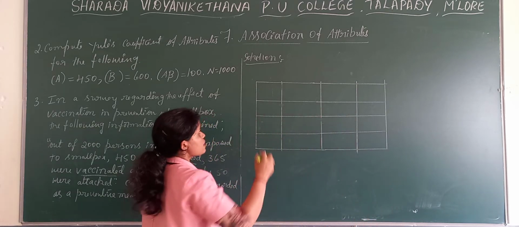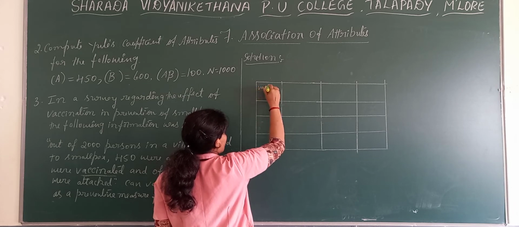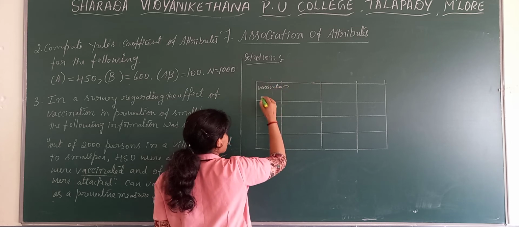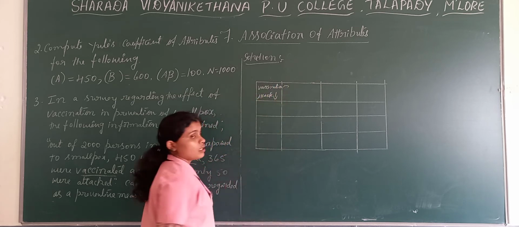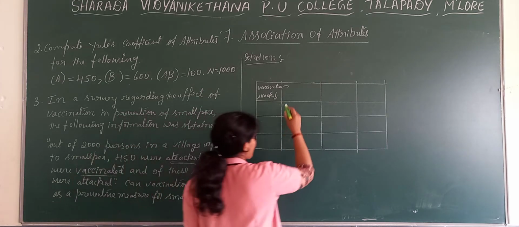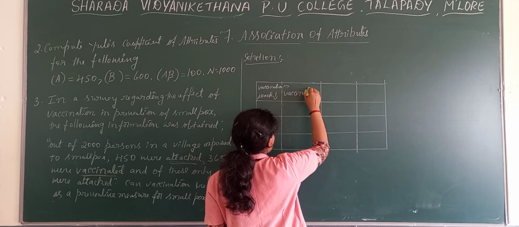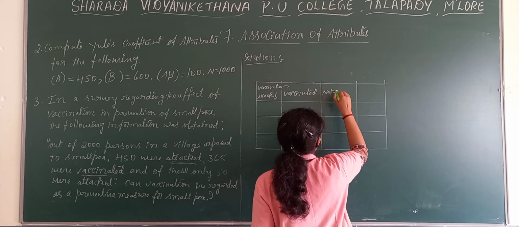Now see here, as I said, vaccination and attack. Now we'll write the attributes. Vaccinated, here not vaccinated.